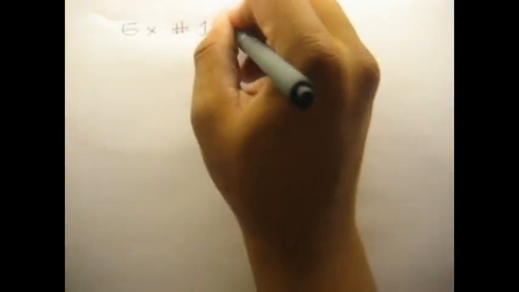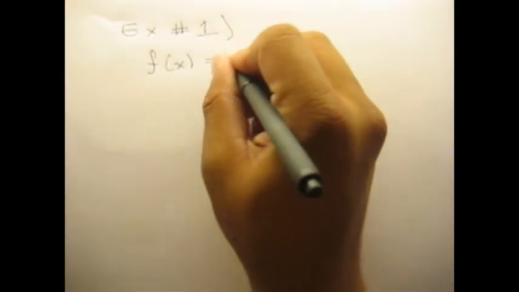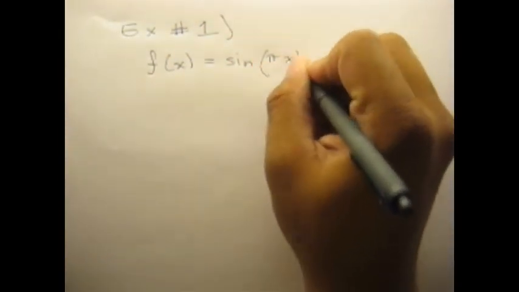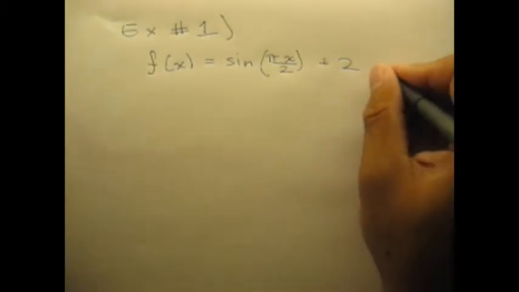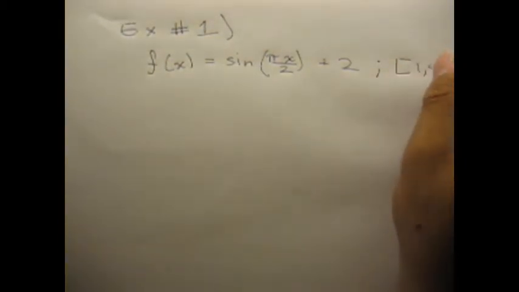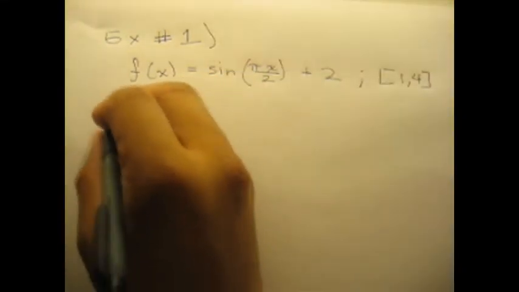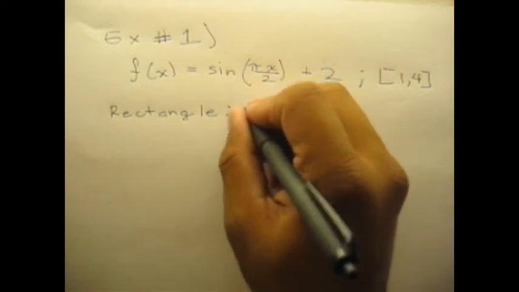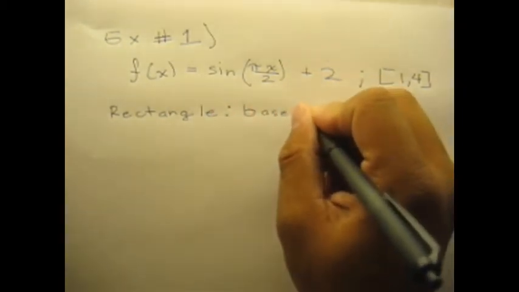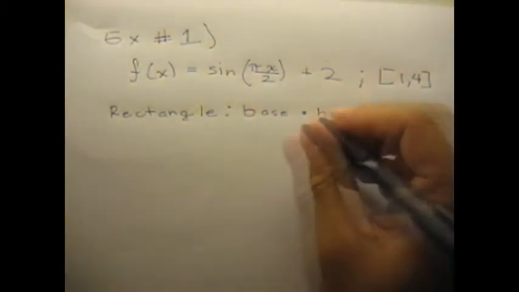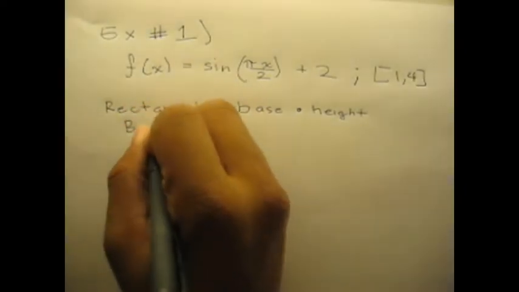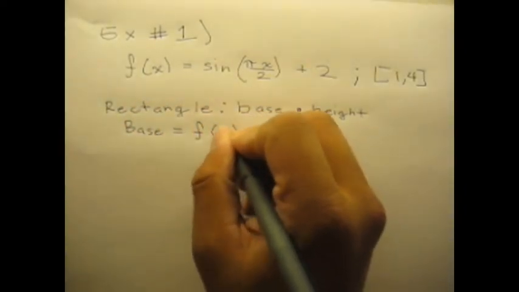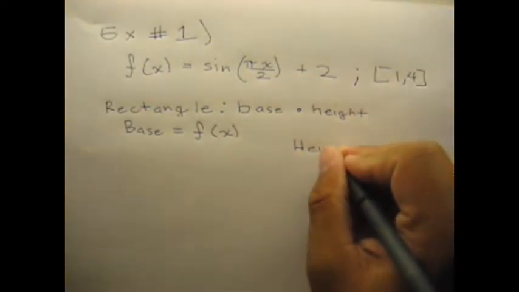Before we do any of our calculations, let's try and remember all of our known information. First, we know that f of x equals sine pi x over 2 plus 2 between the interval 1 to 4. We also know the shape of the cross-section, which is a rectangle, and the area of a rectangle is base times height. With that, we also know that base is f of x and height equals pi.